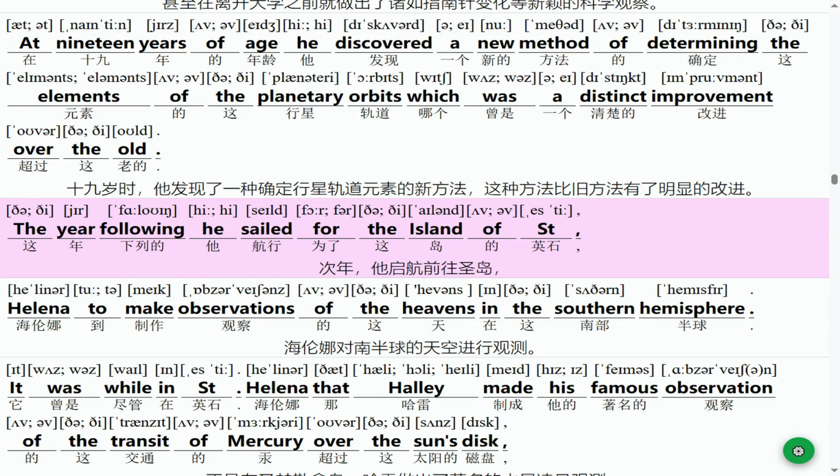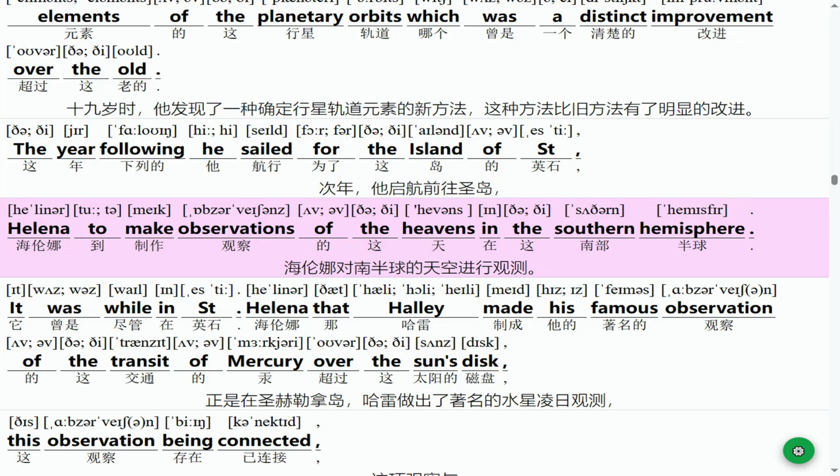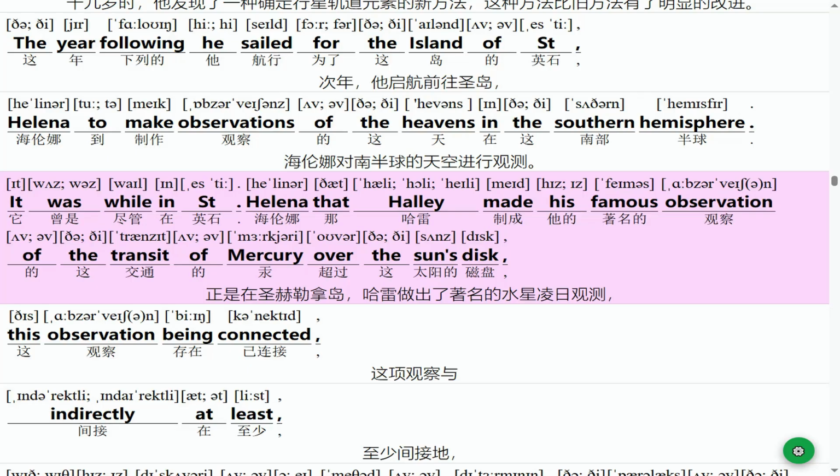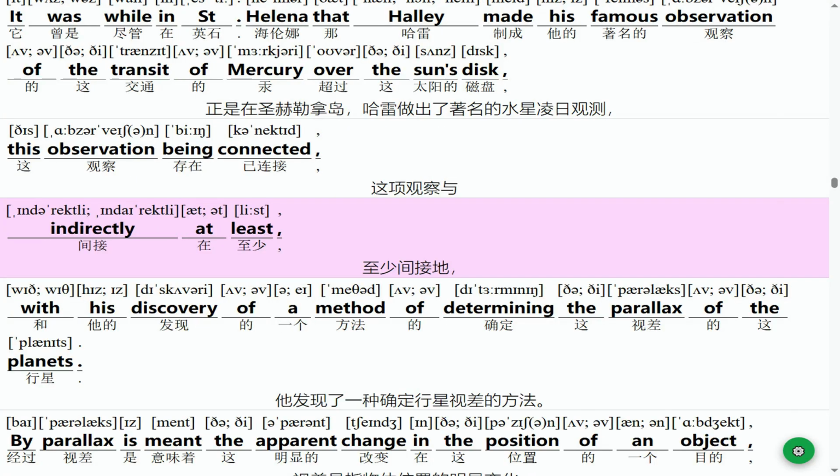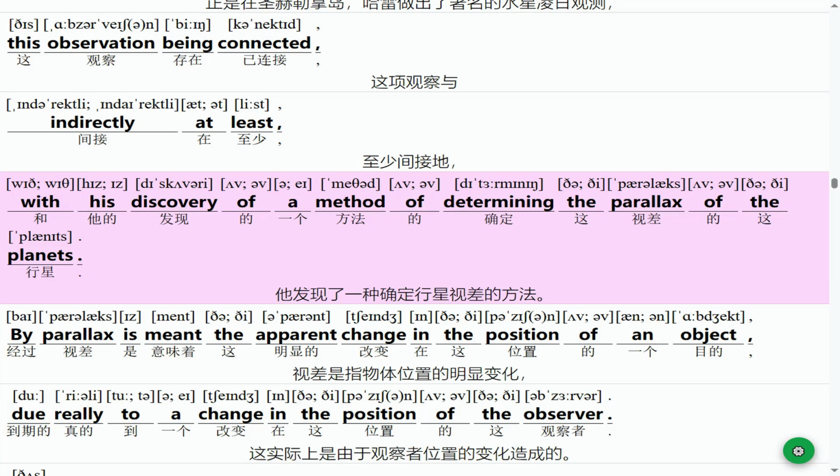The year following, he sailed for the island of St. Helena to make observations of the heavens in the southern hemisphere. It was while in St. Helena that Halley made his famous observation of the transit of Mercury over the sun's disk, this observation being connected, indirectly at least, with his discovery of a method of determining the parallax of the planets.